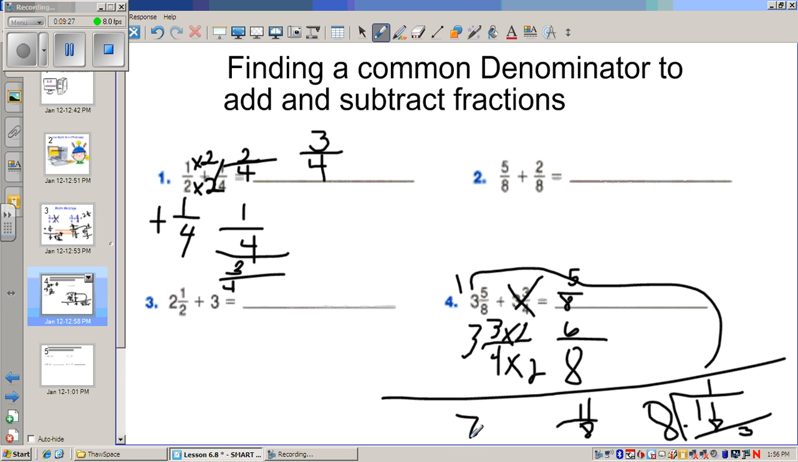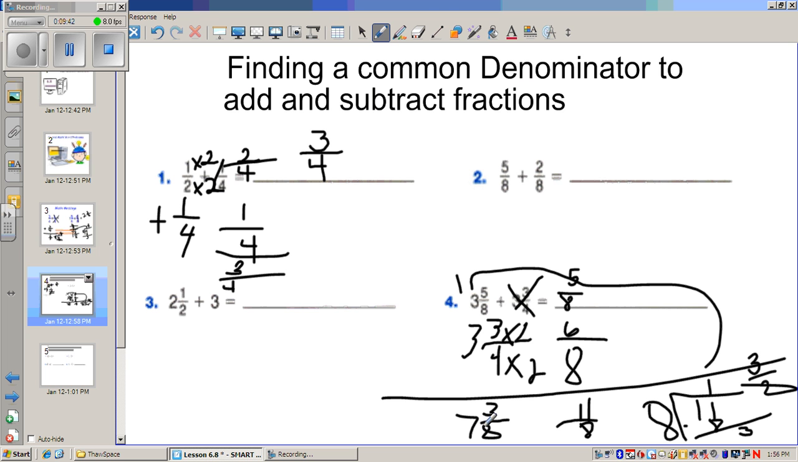And what is my fraction piece that I was left with over here? Well, that was 3 over 8 because I had an improper fraction. Oops, excuse me. So my new number should be 7 and 3/8. Hopefully you were able to follow that with me.